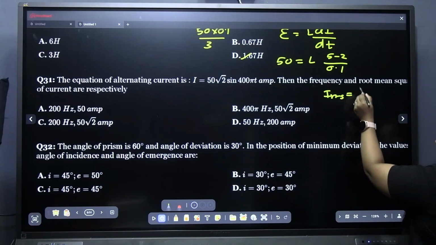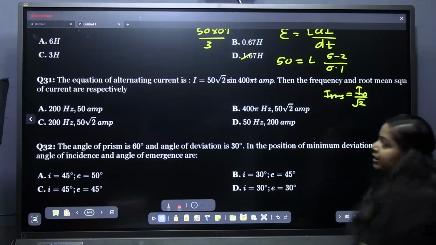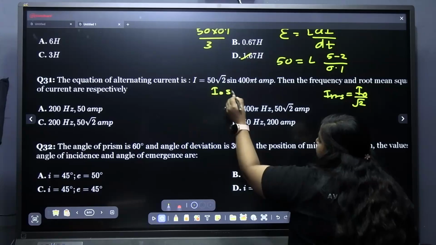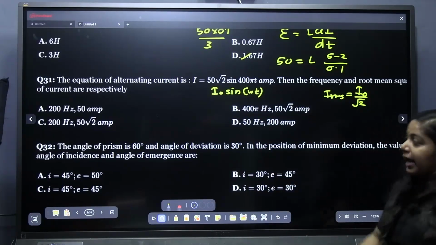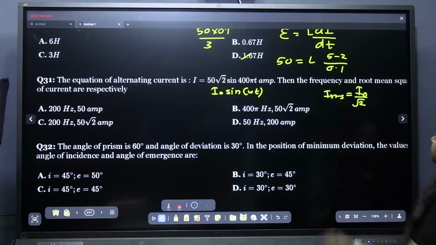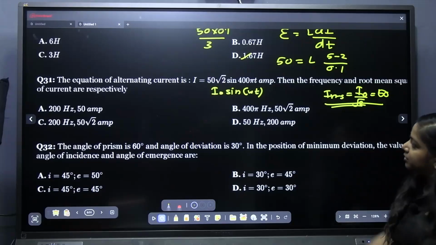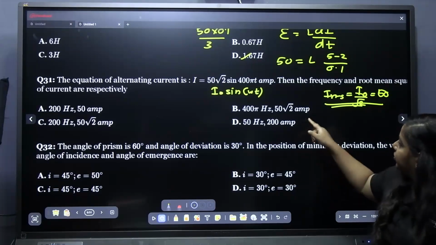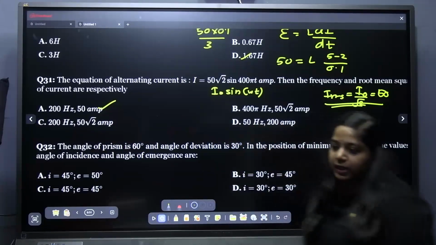I RMS is equal to I naught divided by root 2. This equation is given in the form I naught sine omega t. I naught is then 50 root 2. 50 root 2 by root 2 is equal to 50. So I RMS is 50 ampere. So option A will be the answer.